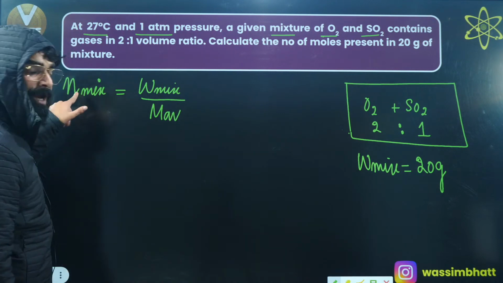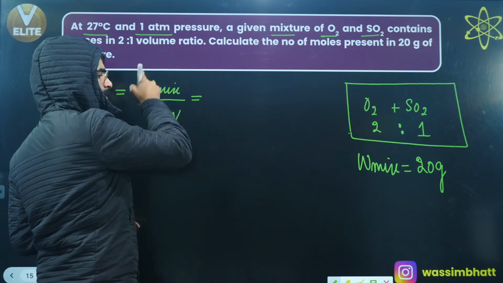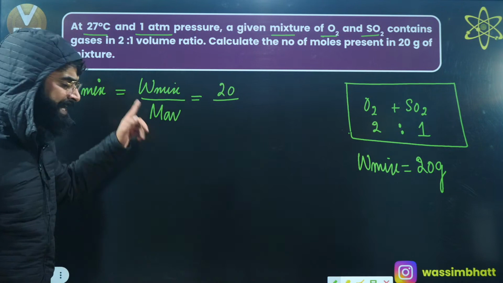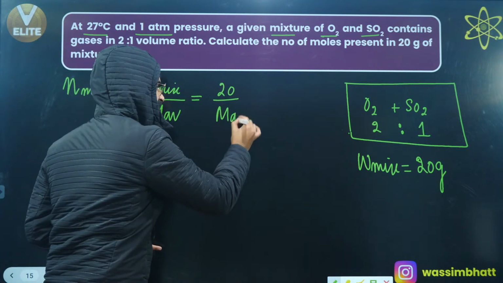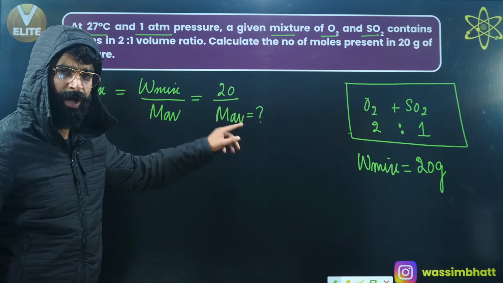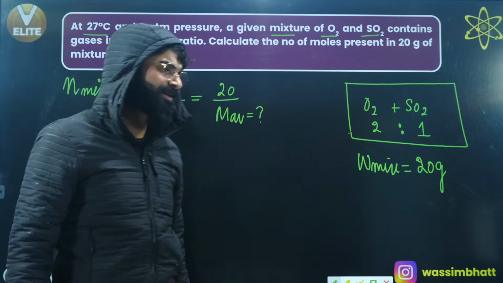So in order to calculate the total moles present in the mixture, you should have the value of the mass of the mixture, which is given as 20, and at the same time you need to calculate the average molar mass of the gaseous mixture. So first of all, I need to calculate the average molar mass of the gaseous mixture. Once I get it, I'll put it over here, and I'll get the total moles present in the mixture, right?